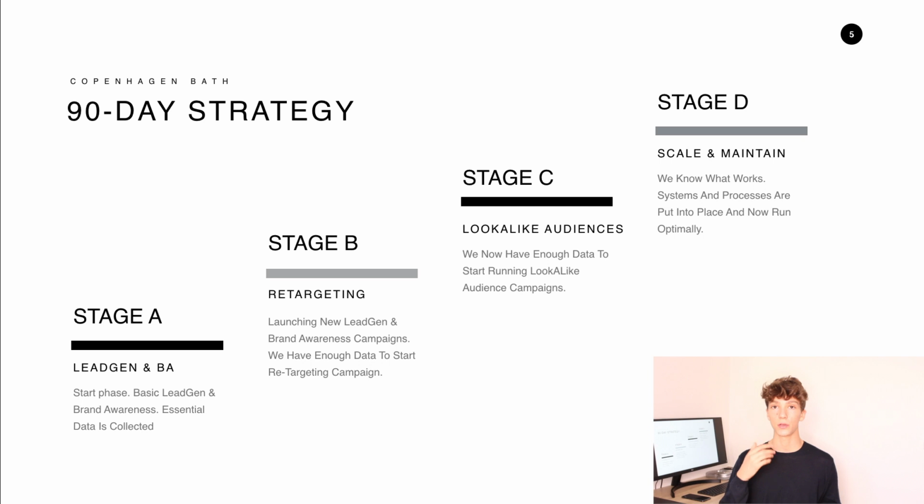Stage B on here, retargeting, right? So after 30 days, we had enough web shop visitors and we had collected enough data that we could start retargeting people that had shown interest in our ads and in their products. Stage C is when we could commence lookalike audiences, and we've just finished stage C. We're moving into stage D now, but lookalike audiences is really difficult to explain.